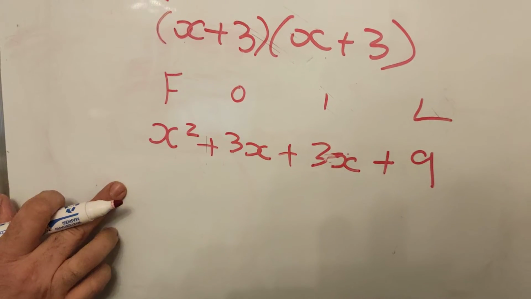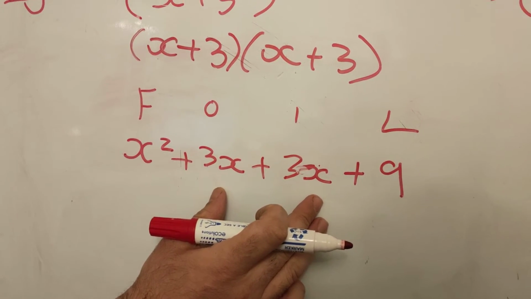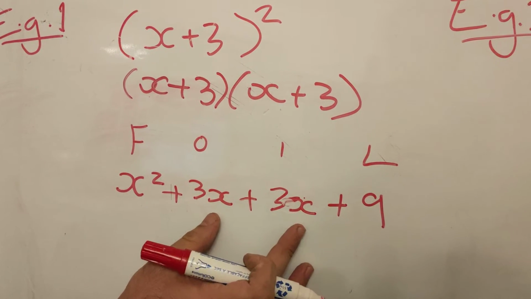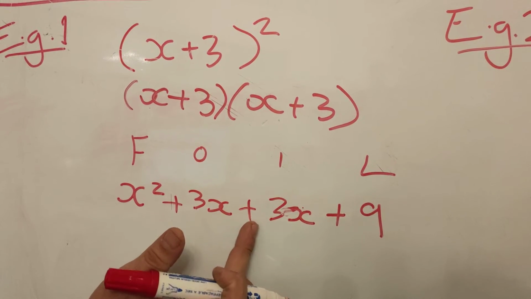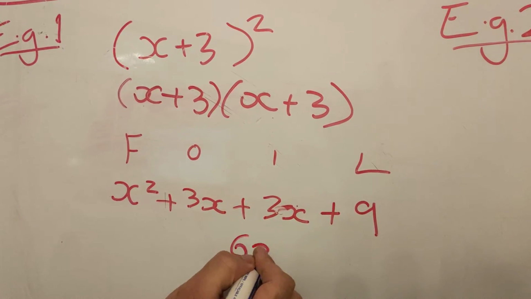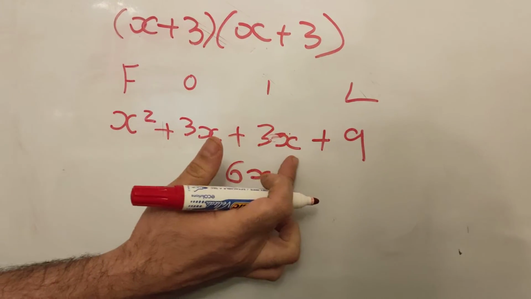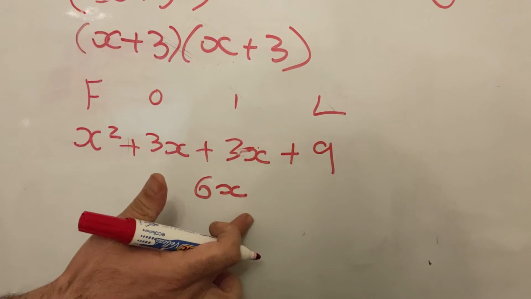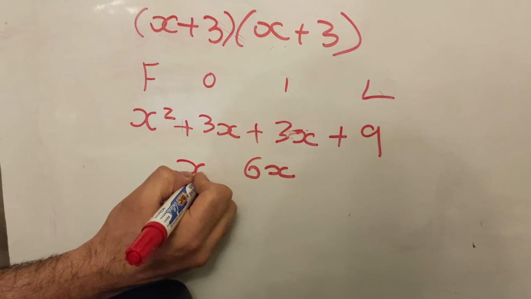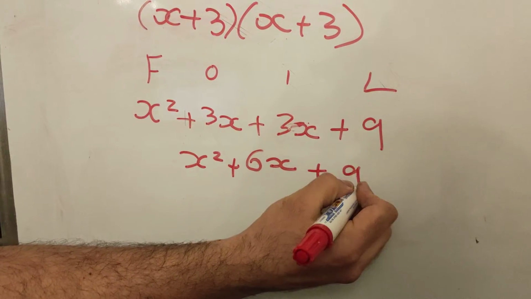Okay, so what you should notice is that these two middle terms are like terms. They have the same letter with the same power. I've got 3 lots of x and another 3 lots of x. Well, when we sum it together, that's just 6 lots of x. I can simplify that because 3 lots of x add 3 lots of x is the same as just doing 6 lots of the same number, or x. So we've got x squared plus 6x plus 9.